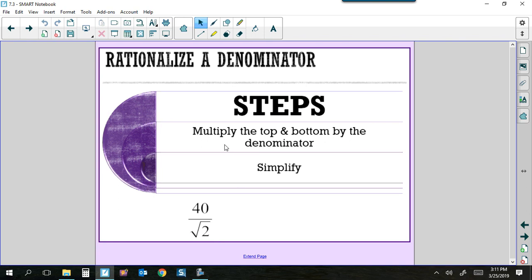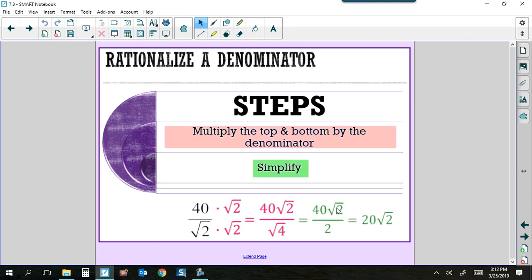So we're going to multiply the top and bottom by the denominator. The denominator is square root of 2, so that's what we're multiplying both by. 40 times square root of 2 is 40 square root 2. On the bottom, we have square root of 2 times square root of 2, and we can do that because they're both square roots. The next step is to simplify. Now simplifying it, you get 40 square root of 2 over 2.